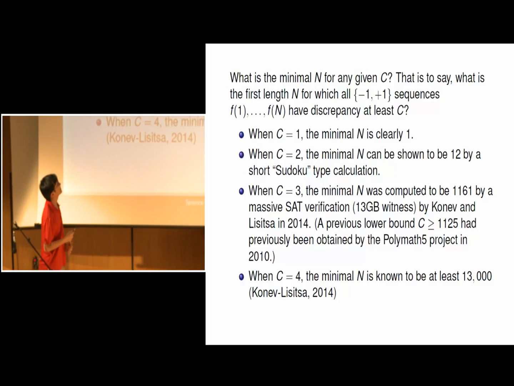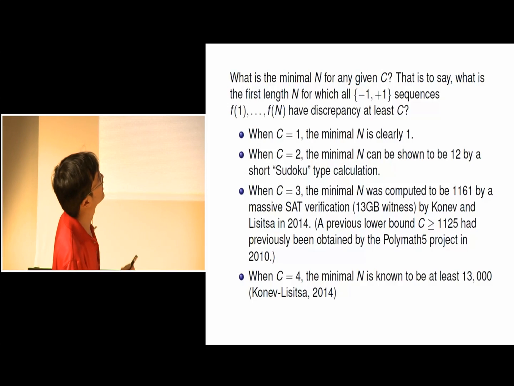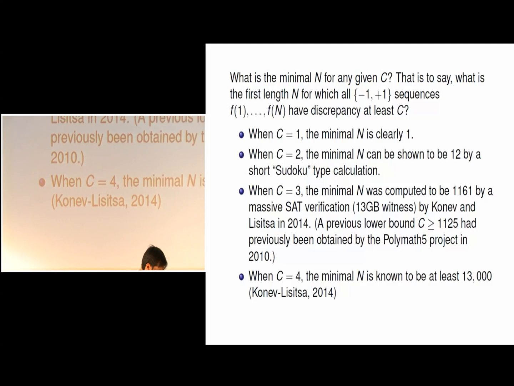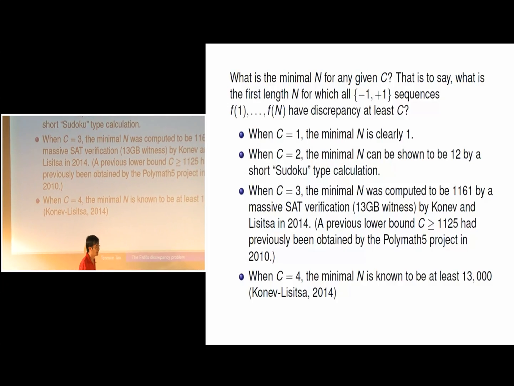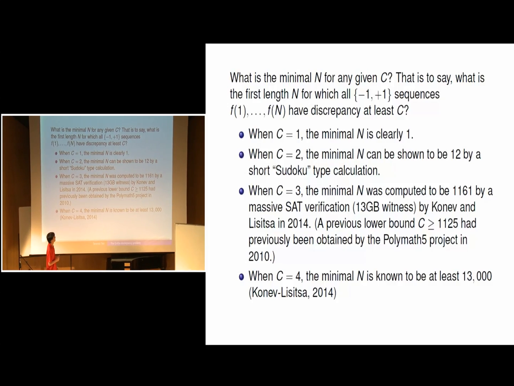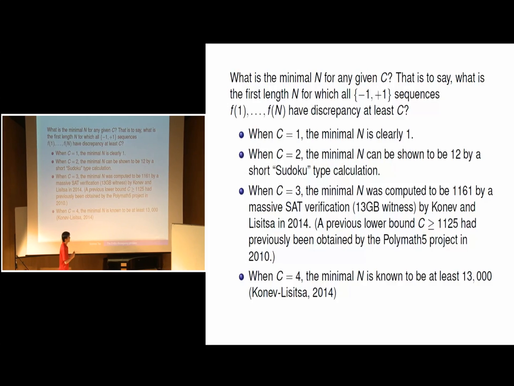And c equals 3 is already much less trivial. About a year or two ago, it was actually worked out what the minimal n was. It turns out to be 1161. So there is a sequence of signs of length 1160 where the discrepancy is always 2 or less. But for any sequence of length 1161, there has to be somewhere in there a homogeneous progression of discrepancy at least 3.